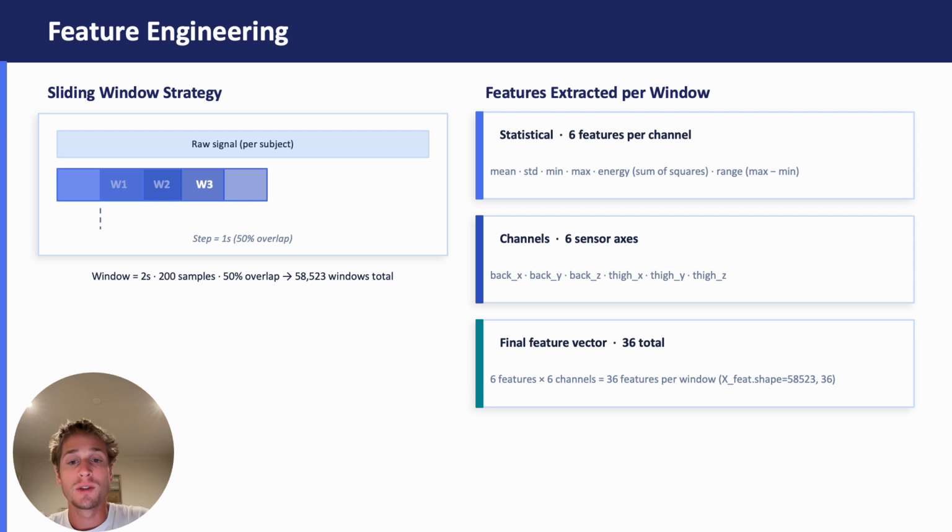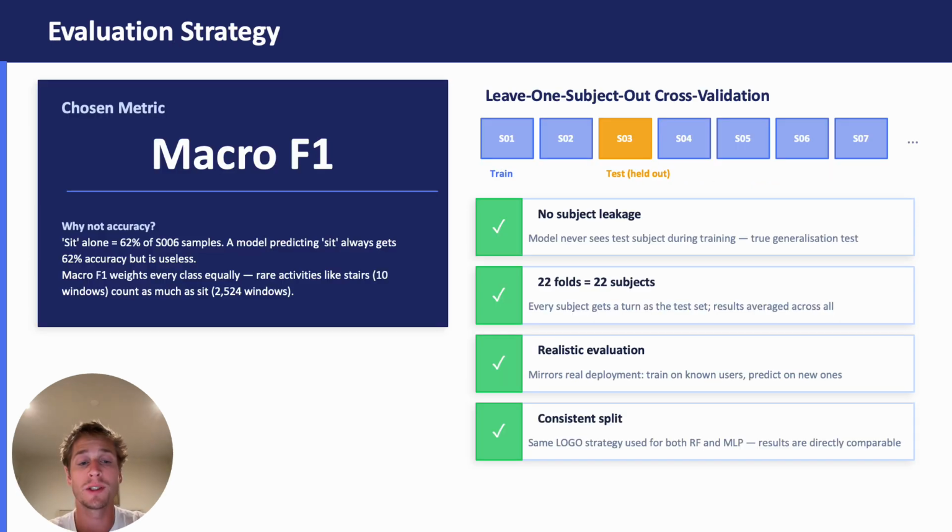For each window, we extracted some features such as the mean, standard deviation, min, max, energy, and range. And then we did that through all 6 sensors. So the final feature vector is 36 total. When we look at the shape of this feature matrix, it is 58,523 by 36.